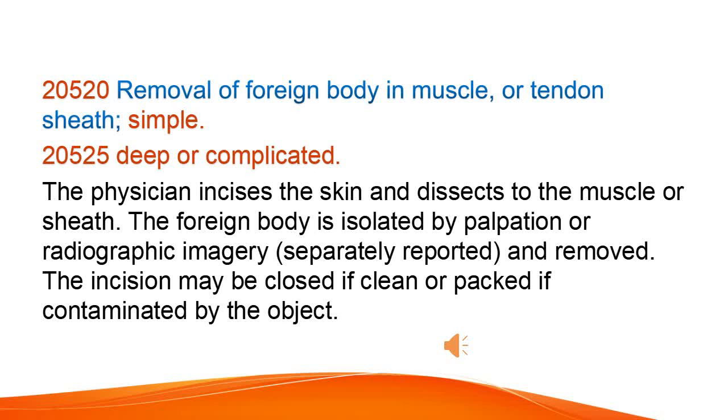Removal of foreign body in muscle, or tendon sheath, simple. Deep or complicated. The physician incises the skin and dissects to the muscle or sheath. The foreign body is isolated by palpation or radiographic imagery, separately reported, and removed. The incision may be closed if clean or packed if contaminated by the object.